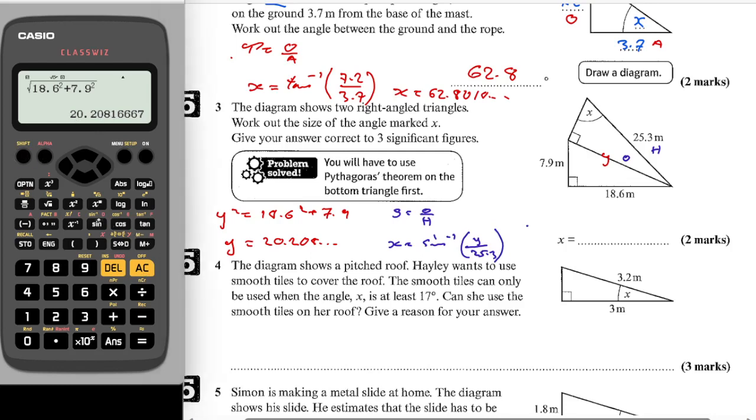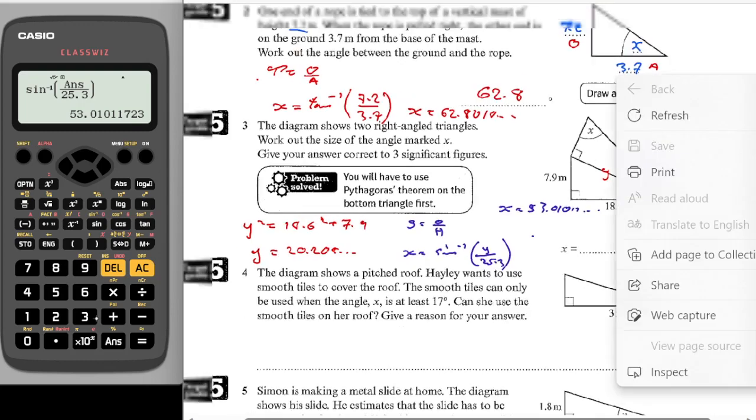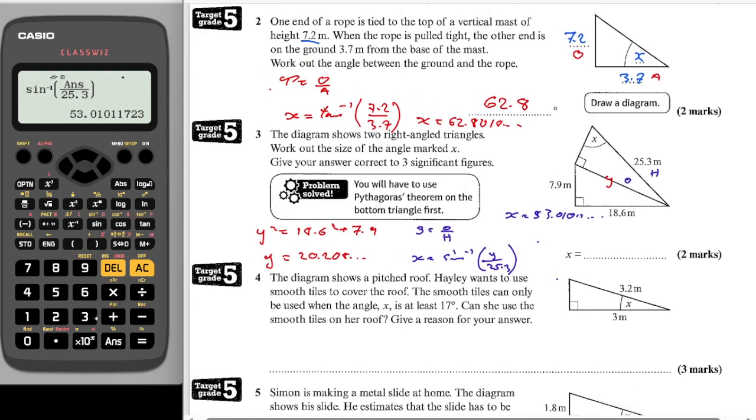So shift sine, and then as a fraction, I'm going to type answer over 25.3. Close my bracket, and that's equal to, so X is going to be equal to 53.01011, and to three significant figures, that's going to be 53.0.